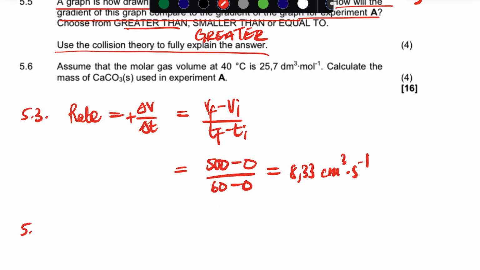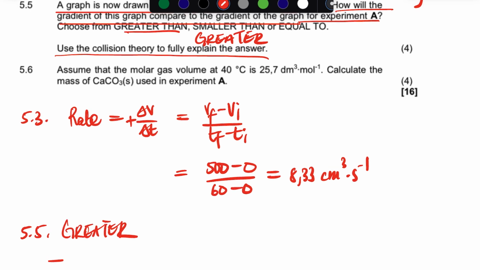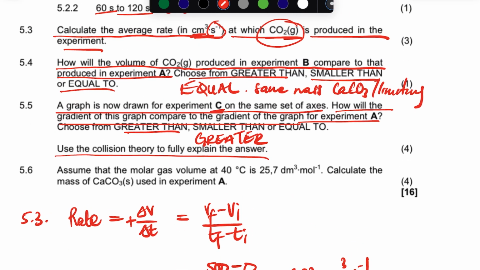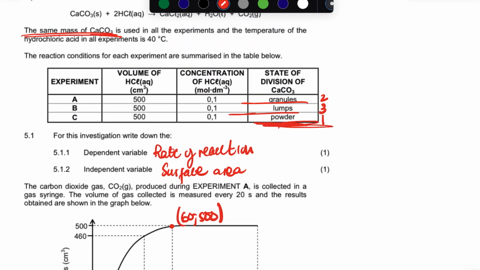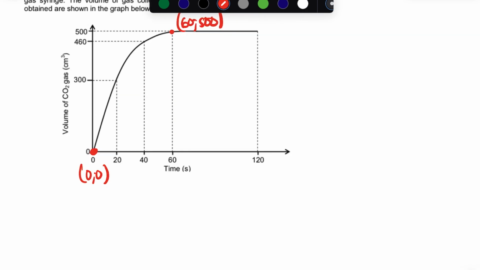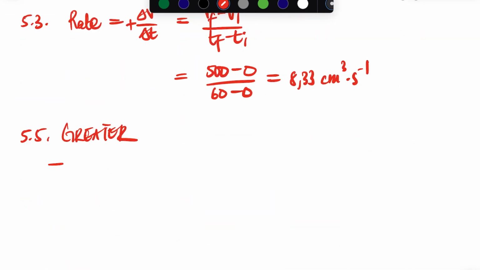So I'm going to write it here. 5.5, the first answer is greater. And then using collision theory, guys, first thing, what is the difference between A and C? It is the surface area. So C has a greater surface area than A. It's very important to specify which experiment you are going to talk about. So it's experiment C, so I'm going to talk about experiment C.